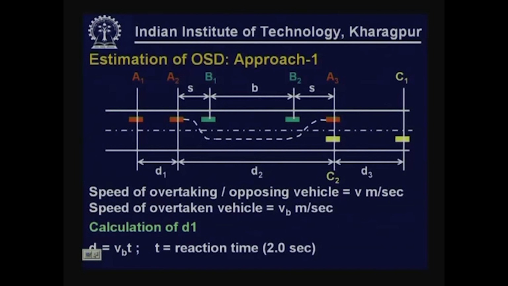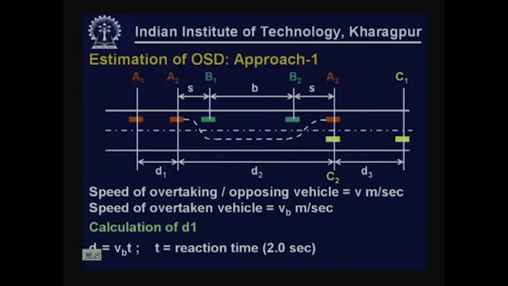Now, the total required overtaking distance is d1 plus d2 plus d3. So, that much sight distance should be available to the driver of vehicle A when it starts the overtaking operation. Let us see how we can calculate each component, that is d1, d2 and d3.